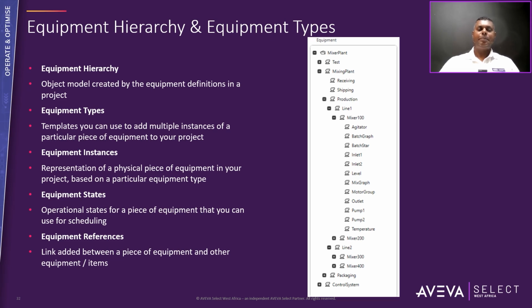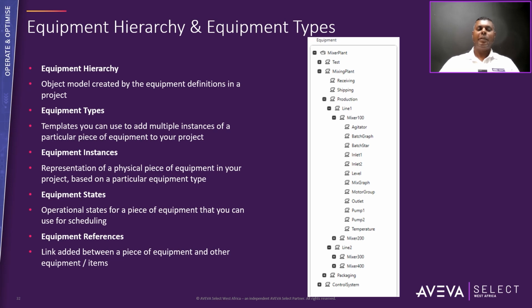Equipment types. In a Plant SCADA project, the term equipment type refers to a template that you can use to associate multiple instances of a particular piece of equipment in your project. For example, if you have a motor that is deployed in numerous locations across a production facility, you could create an equipment type to act as a template for the motor.